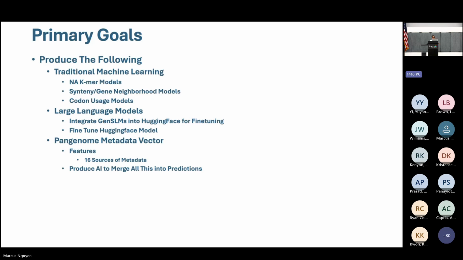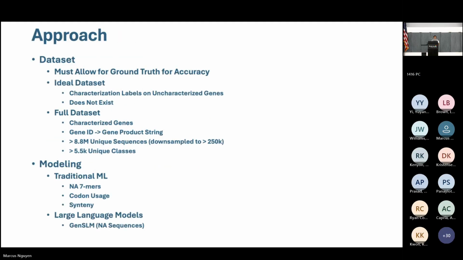With the large language models, we were trying to integrate GenSLMs and Hugging Face for fine-tuning, and hopefully fine-tune a GenSLMs model for predicting the gene function. Somebody had a suggestion of trying to use a fairly large pan-genome metadata vector. He wanted to combine features from 16 different sources of metadata and use some AI to merge all of these into predictions.